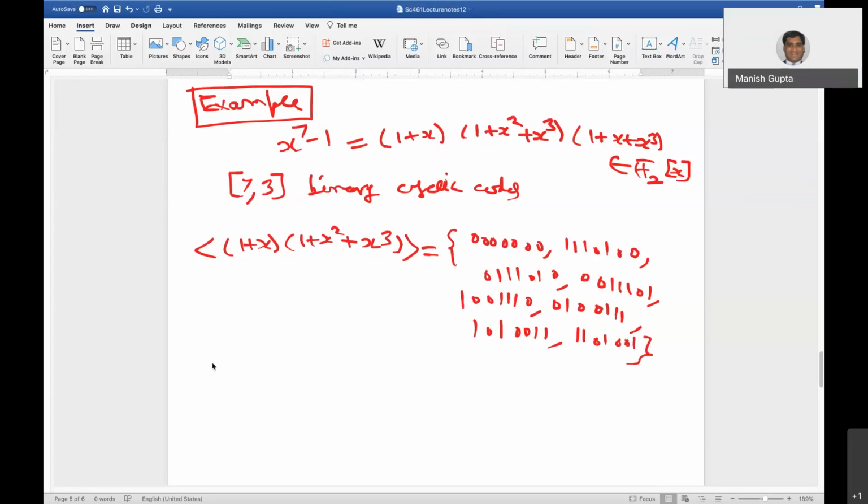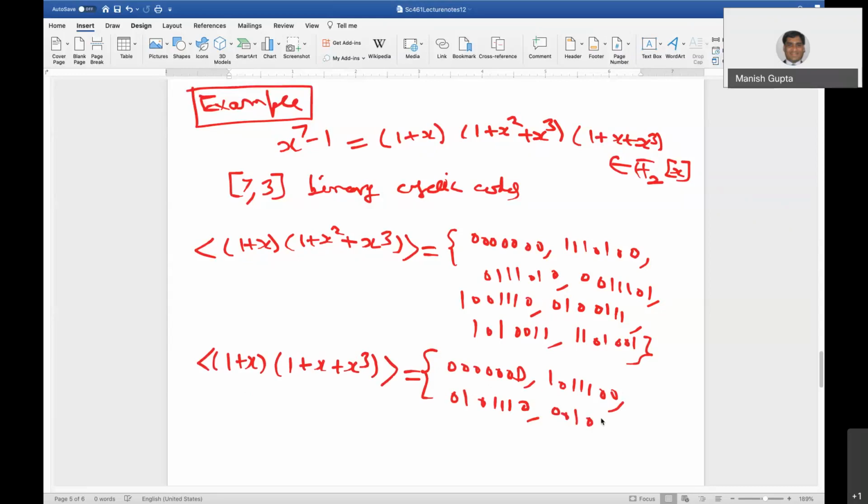Okay, this is the first one. Second one, 1 plus x multiplied by 1 plus x cube will give us a code: 1 0 1 1 1 0 0, 0 1 0 1 1 1 0, 0 0 1 0 1 1 1, 1 0 0 1 0 1 1, 1 1 0 0 1 0 1, 1 1 1 0 0 1 0 and 0 1 1 1 0 0 1. These are the two (7,3) binary cyclic codes generated by this.